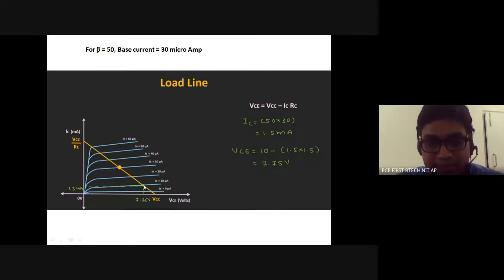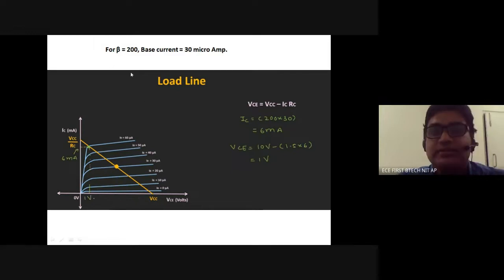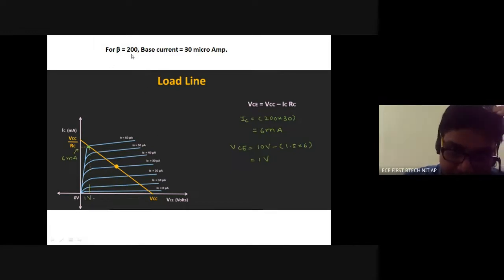That means the operating point is drastically changed. So much variation. Now let's see if we change our beta to 200. Same parameters, this base current is 30 microampere.